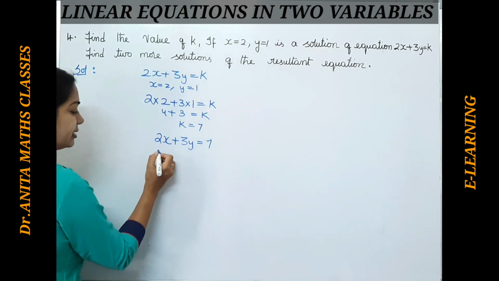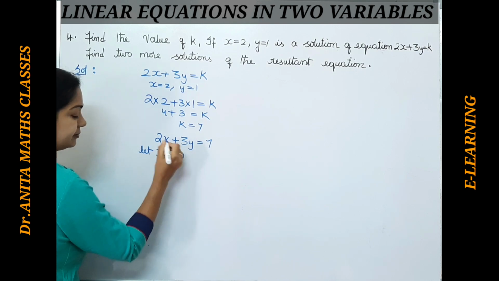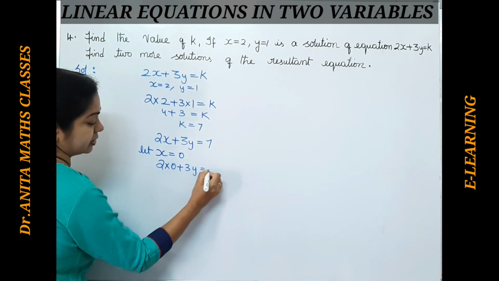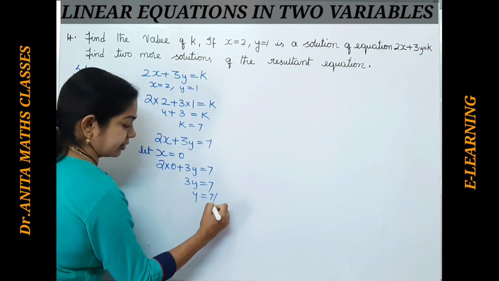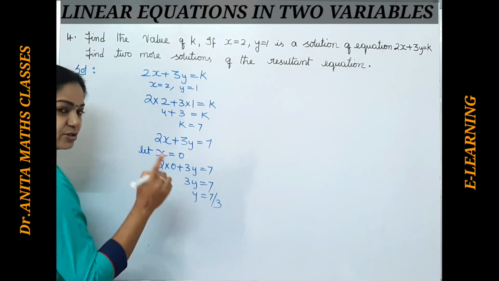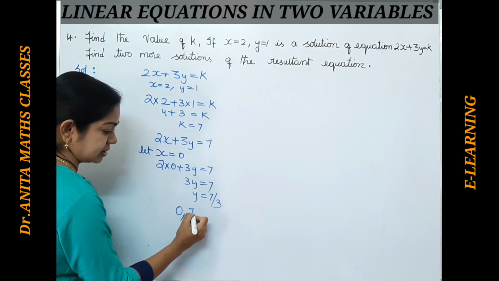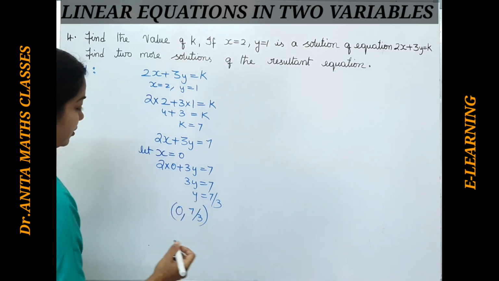So let us take x equals 0. Then 2 into 0 plus 3 into y equals 7. So 3y equals 7, y equals 7 upon 3. 2 into 0 comes to 0 here. So when x is 0, the y value is 7 by 3. This is one solution.